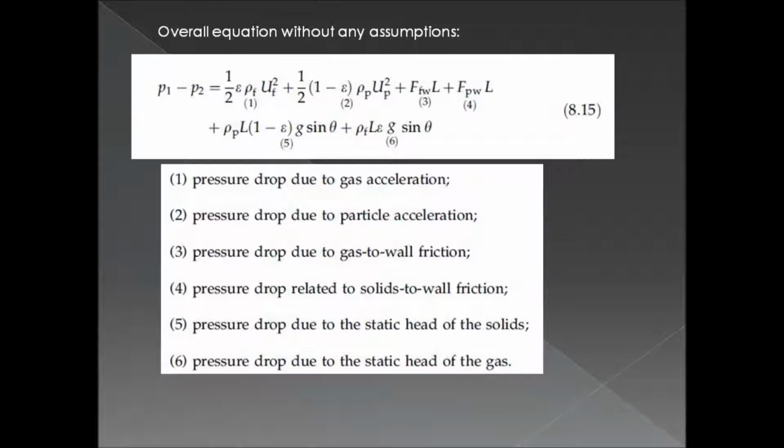These are all the equations to calculate the pressure drop in the pipe. Equations 1 and 2 are the pressure drop due to gas acceleration and particle acceleration. Next, equations 3 and 4 are about pressure drop due to gas and solid wall friction. Meanwhile, equations 5 and 6 calculate the pressure drop due to static head of the solid and static head of the gas.